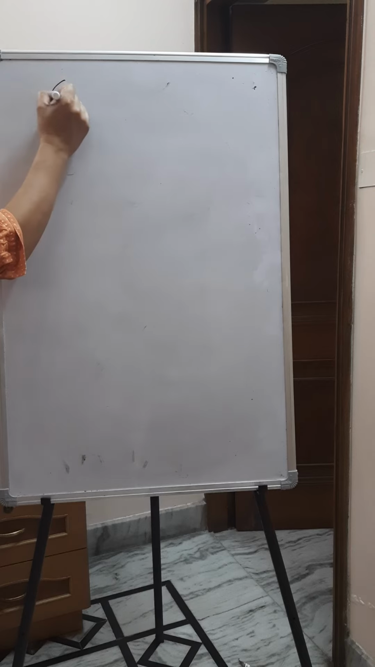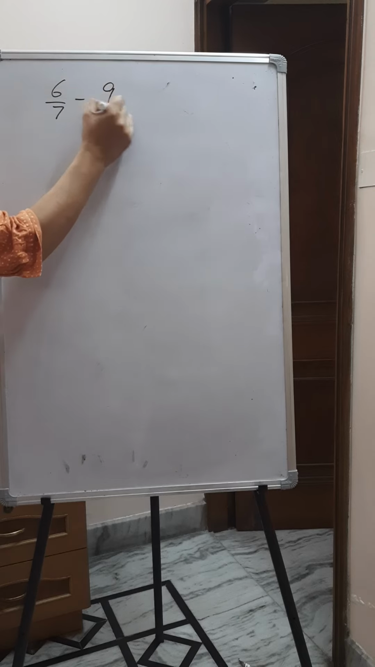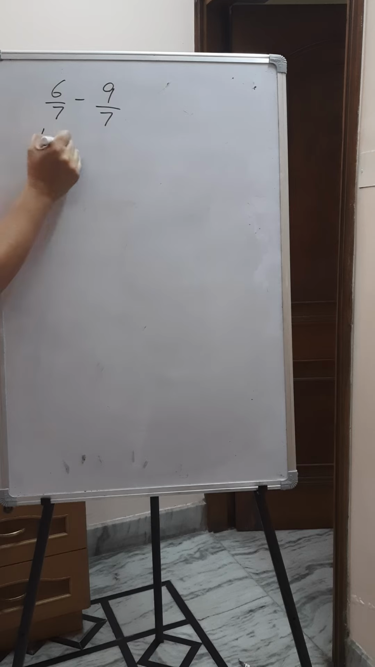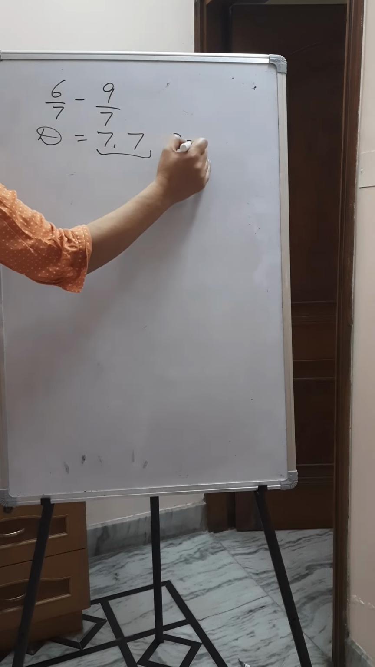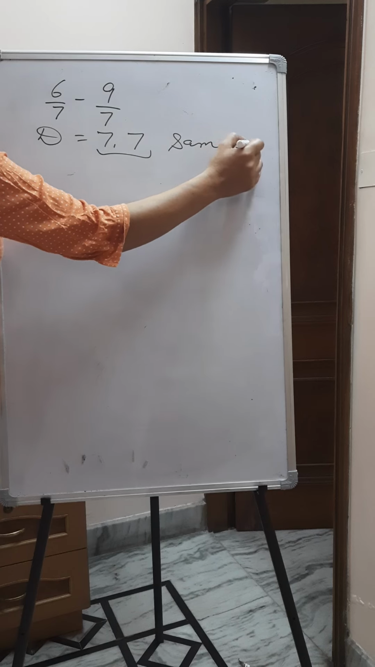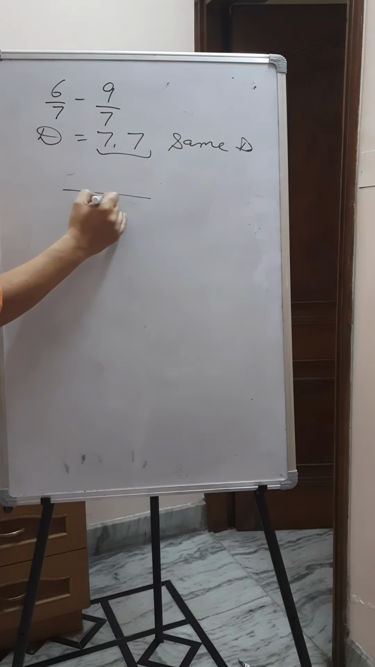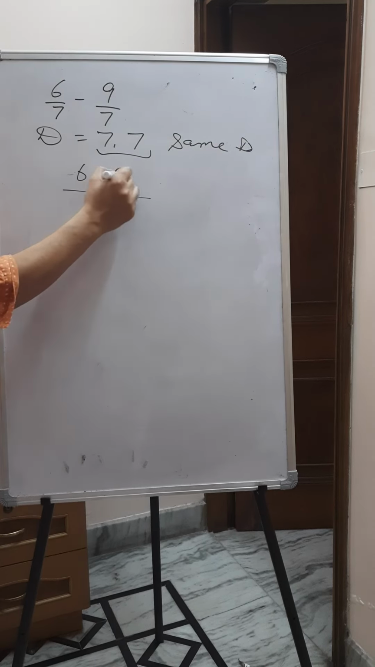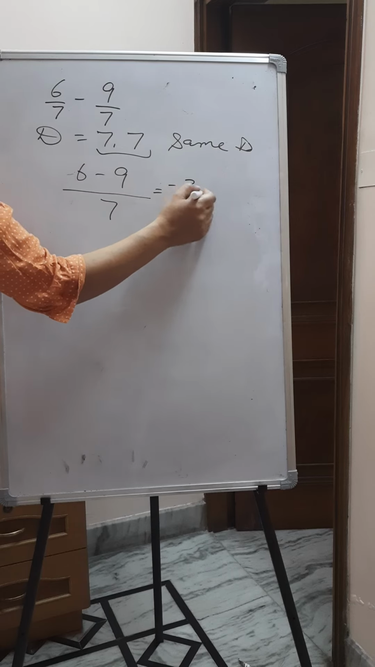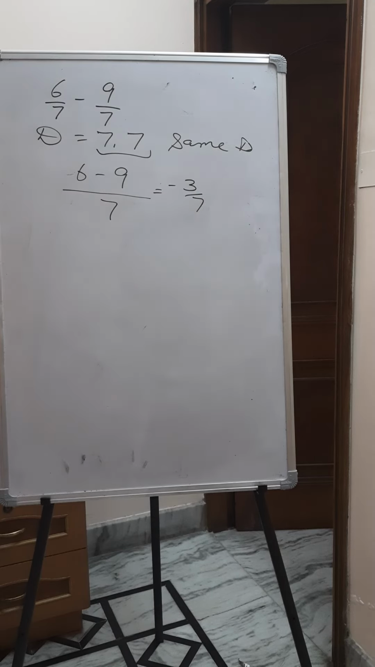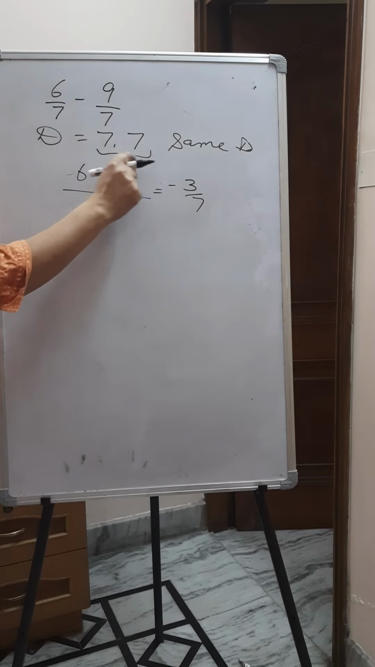If the question is like this, 6 over 7 minus 9 over 7, the denominators are 7 and 7. They are the same denominators. So use the same denominator and do whatever you want to do with the numerator according to the sign. It is 6 minus 9, that is minus 3 over 7. This is the case when denominators are the same.